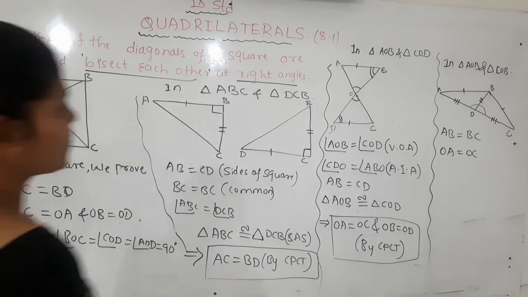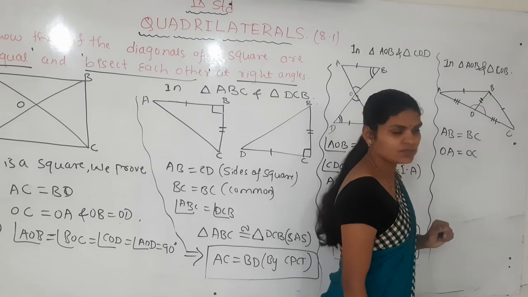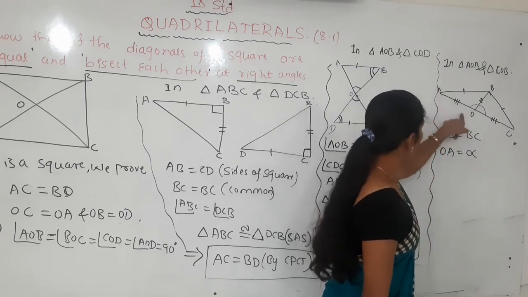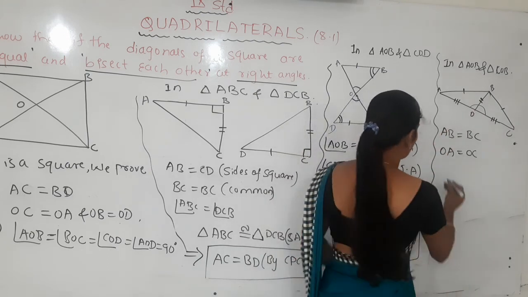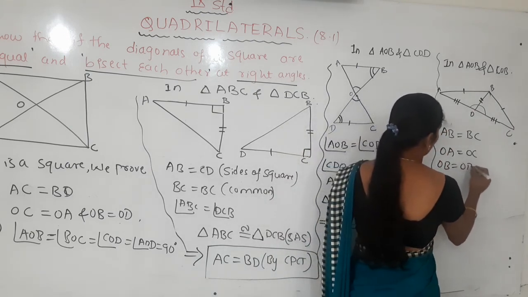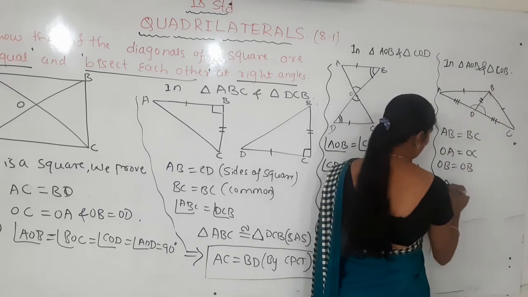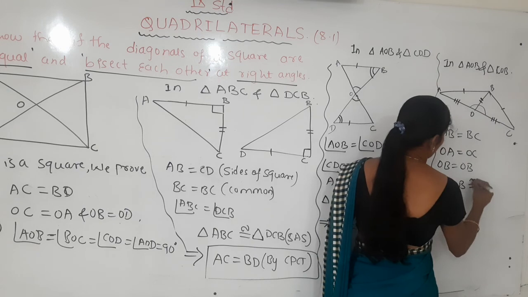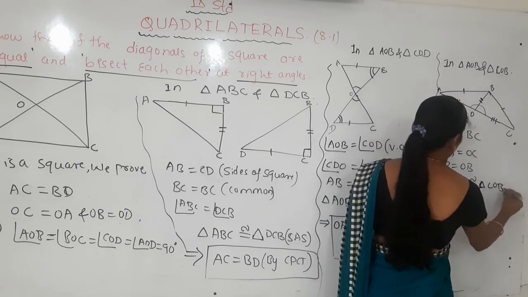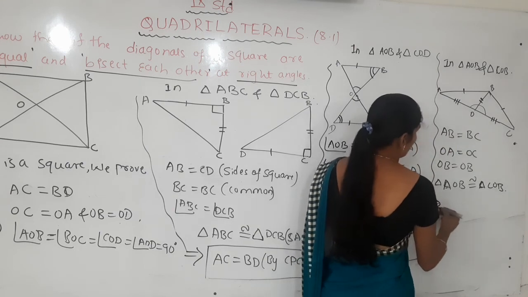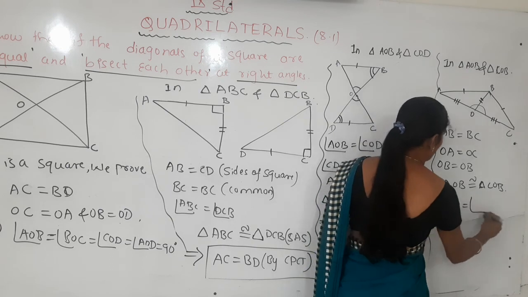Now, what are the things here? AB and BC are sides of the square, equal. Then OA and OC are diagonals, they bisect each other, so equal. Then OB is common to both the triangles, OB equals OB. Then we can say triangle AOB is congruent to triangle COB.